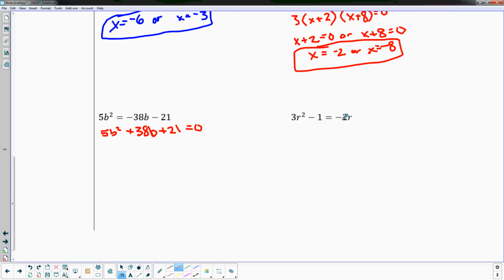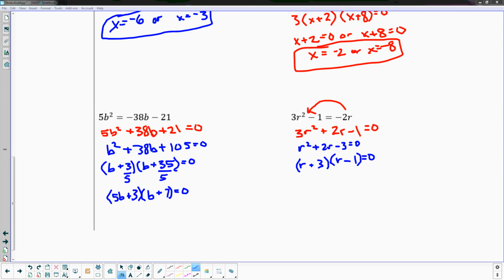If I move everything on this one over, notice I'm always setting it up in this b squared, b, and no b kind of order. I'll do the same thing on this one. I'm going to put that 2r, when I move it over, in between these two. So I'm going to have 3r squared plus 2r minus 1 equals 0. Go ahead and pause the video right now and just try to factor these.